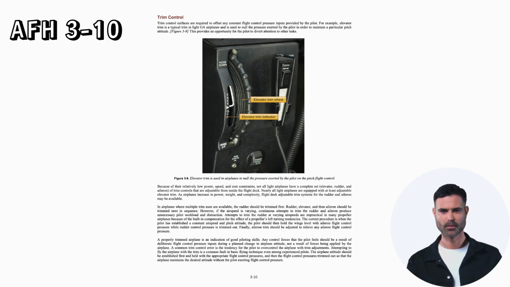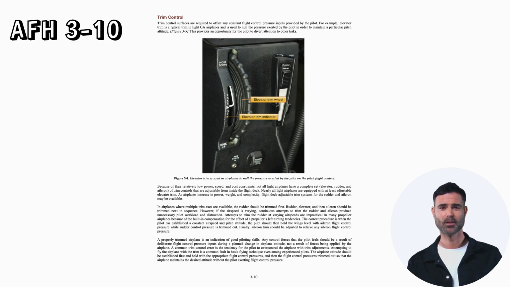Trim control. Trim control surfaces are required to offset any constant flight control pressure inputs provided by the pilot. For example, elevator trim is a typical trim in light GA airplanes and is used to null the pressure exerted by the pilot in order to maintain a particular pitch attitude. This provides an opportunity for the pilot to divert attention to other tasks.